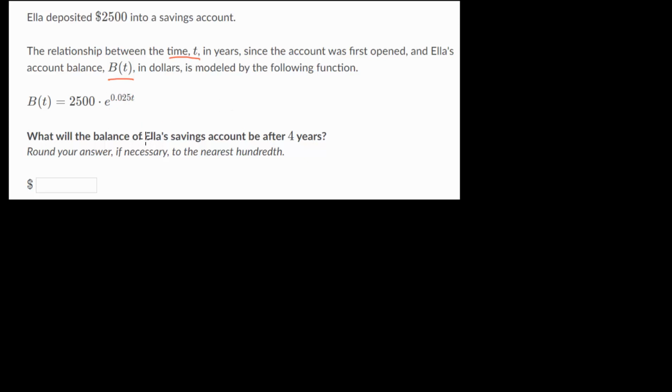What will the balance of Ella's savings account be after 4 years? And we'll have to round our answer if needed to the nearest hundredth place. So with these word problems, since we have an equation and we have different variables, it's a good idea to start by just defining what those two variables represent. So t, usually but not always, represents time, or at least in this case, it represents time. And the unit for that is going to be in years.